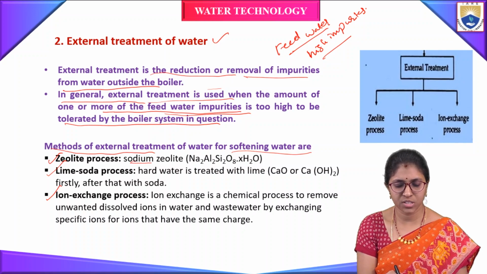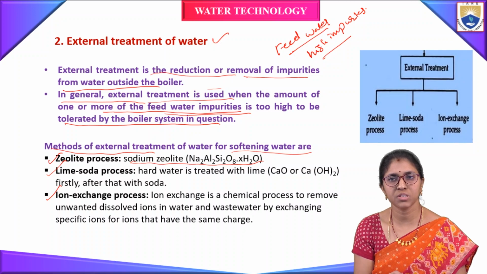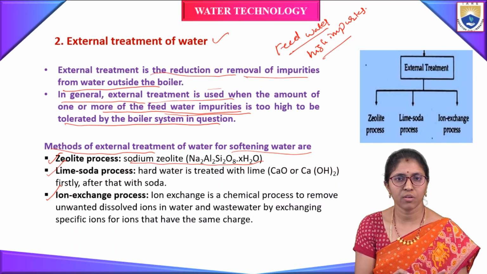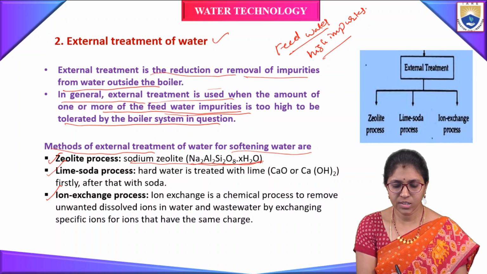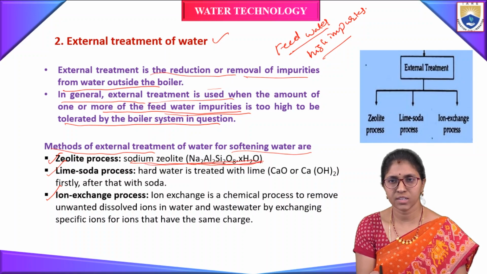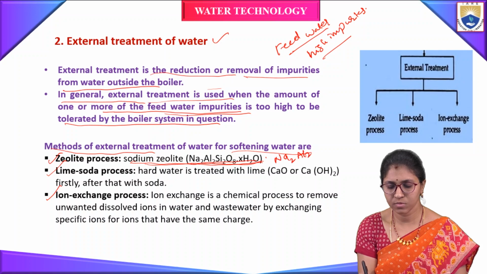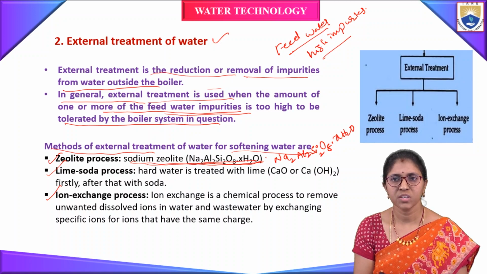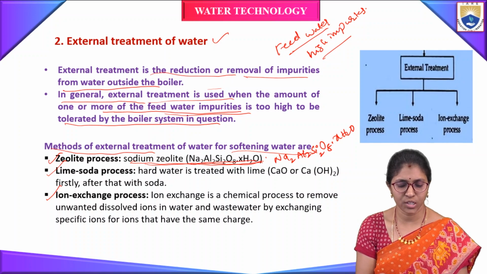In the zeolite process, we are using zeolites for softening of water. Here we are adding sodium zeolite. The formula is Na2Al2Si2O8·xH2O. Sodium zeolite is used for the softening of water in external treatment of water.